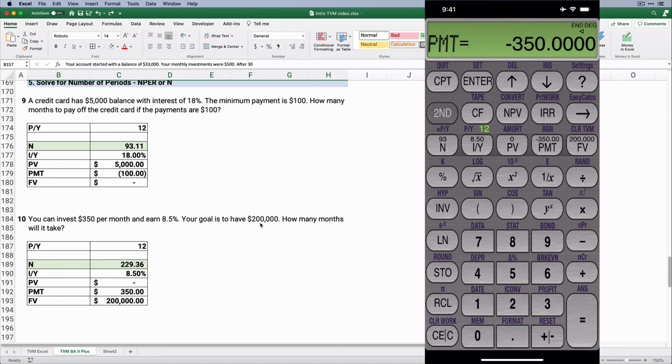So we're starting with 0. And how many months will it take? So compute N, so 229. If I divide that by 12, it's going to take about 19 years. So if you're 20, it would take you to age 39. You'll have $200,000 just by investing $350 per month. All right, that's how you do the BA2 Plus calculator with all sorts of time value of money problems.